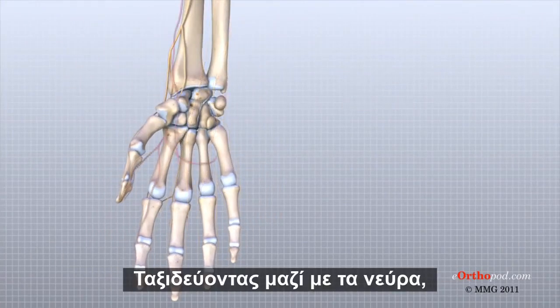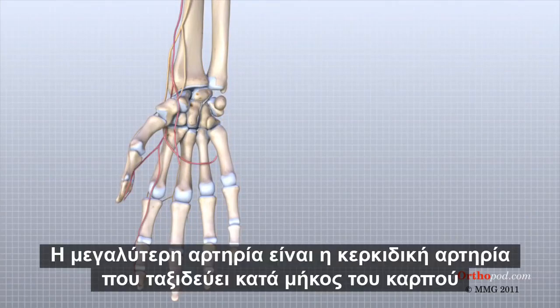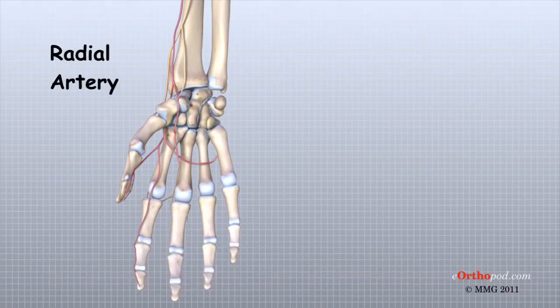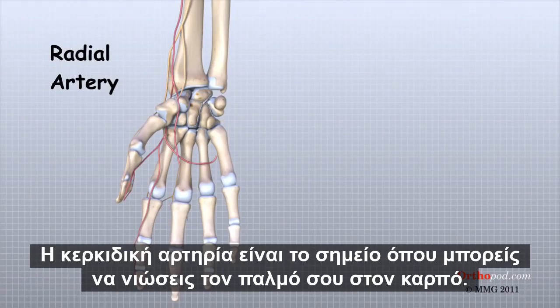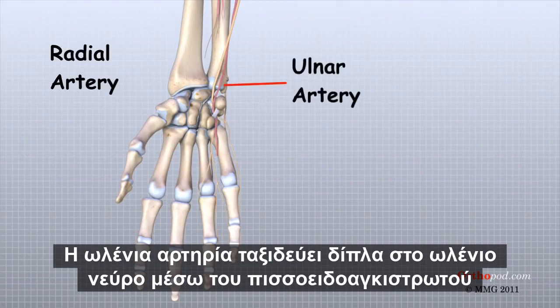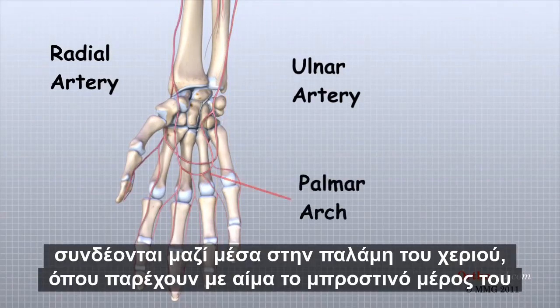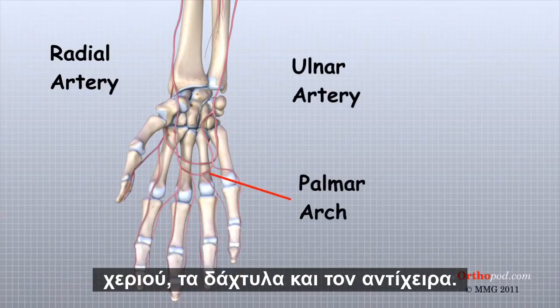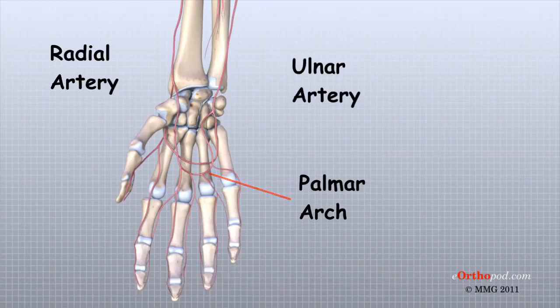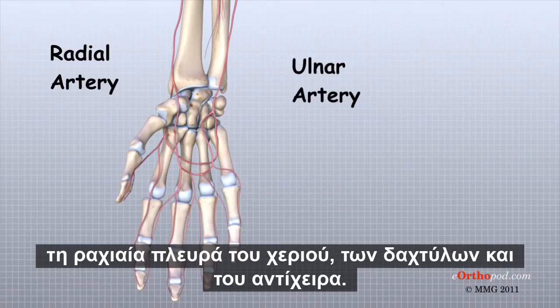Traveling along with the nerves are the large vessels that supply the hand with blood. The largest artery is the radial artery that travels across the front of the wrist closest to the thumb. The radial artery is where the pulse is taken in the wrist. The ulnar artery runs next to the ulnar nerve through Guyon's canal, which has been mentioned earlier. The ulnar and radial arteries arch together within the palm of the hand, supplying the front of the hand, fingers, and thumb. Other arteries travel across the back of the wrist to supply the back of the hand, fingers, and thumb.